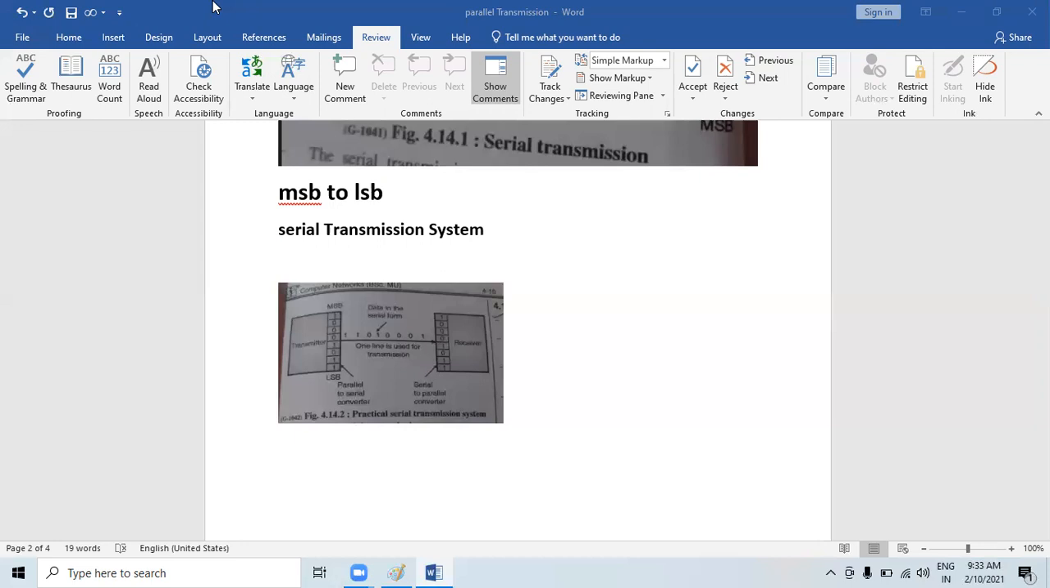The application is that it is used for computer to computer communication. This serial transmission system is used for computer to computer communication, especially long distance communication. Now, the number of wires required to transmit n bits, in parallel transmission and serial transmission.